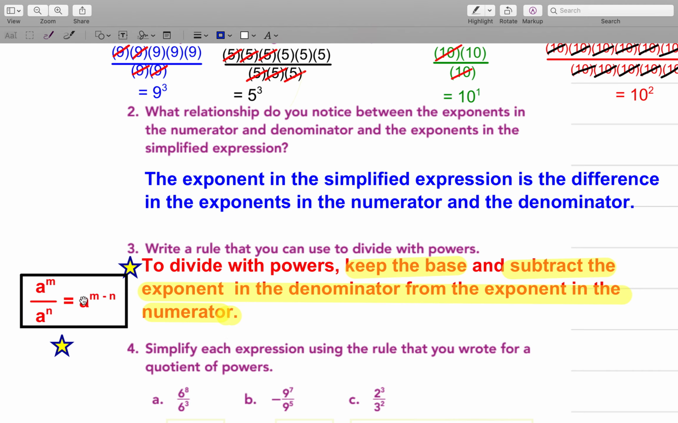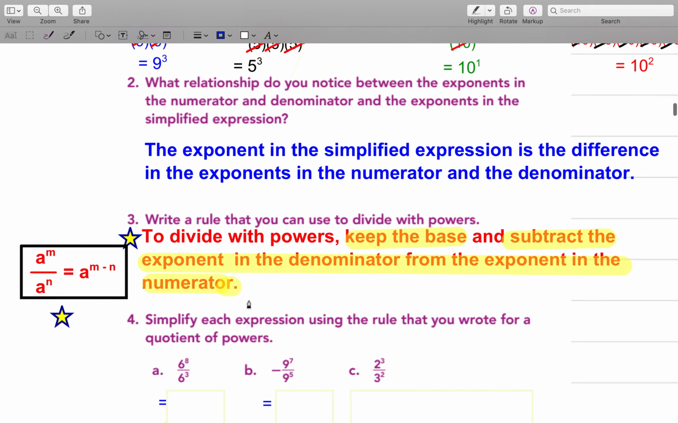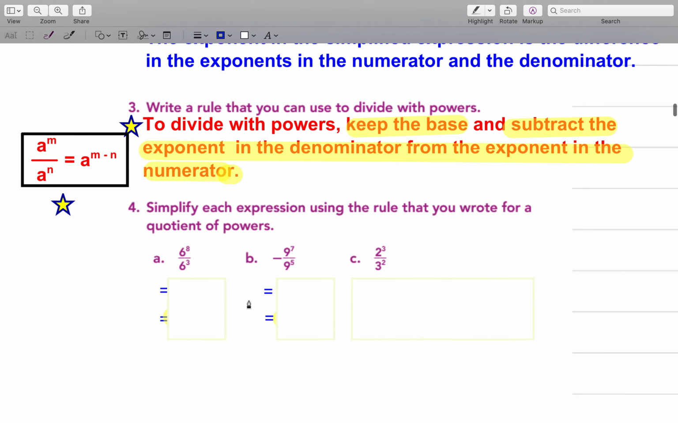So mathematically, it'll be like this, where a is the base, so a to the m power over a to the n power. They must have the same base, okay? And you would get the same base, but the exponent would be m, the numerator exponent, minus n, the denominator exponent. So that would be the simplified version. So let's do some more practice here.